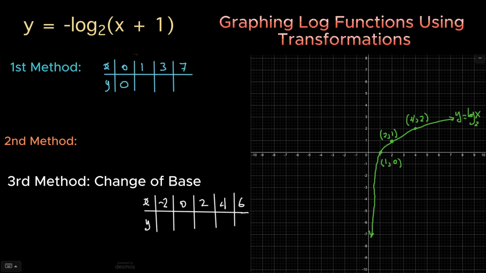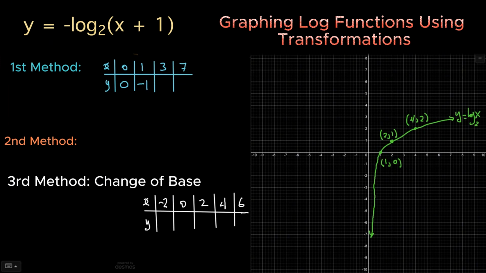Why did I use the 1? If I use the 1 here, then I'm getting 1 plus 1 is 2. So 2 raised to what power gives me 2? When I plugged in the 1 for the x, I got 2 here. So I'm asking myself, 2 raised to what power gives me 2? It's 1. And you have the negative in front of it, so that makes it negative 1.